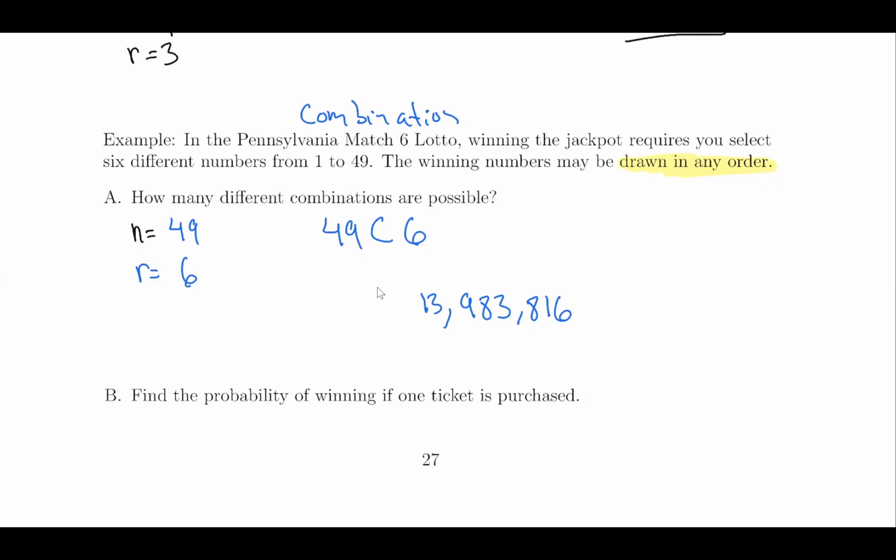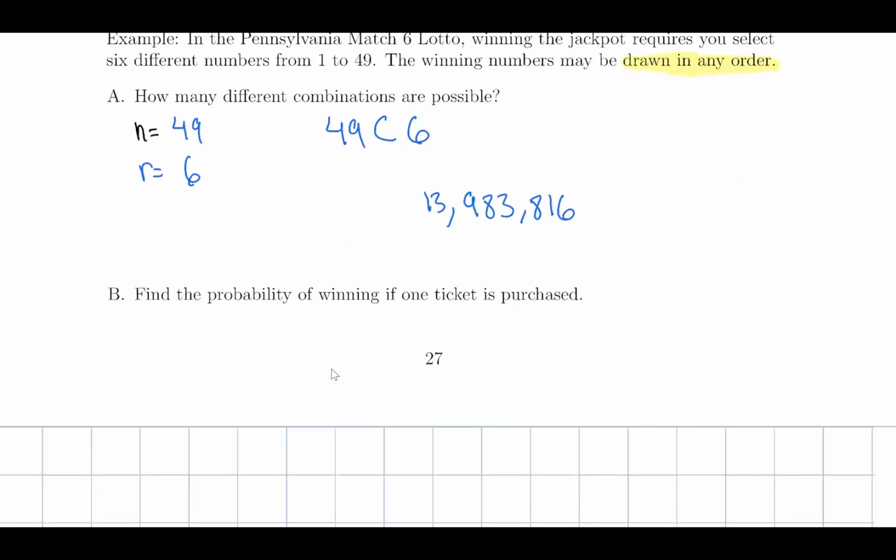13,983,816. All right. So up next, we want to find the probability of you getting the winning ticket. For this one, how many winning tickets will there be? 1. Cool. So you have 1 out of 13,983,816.